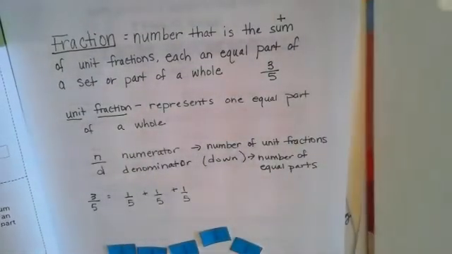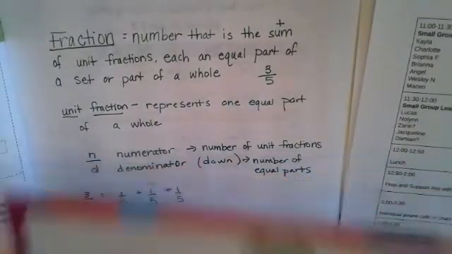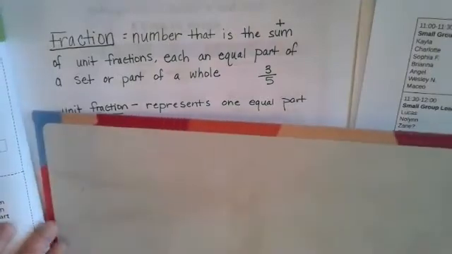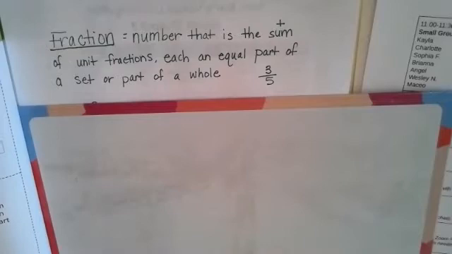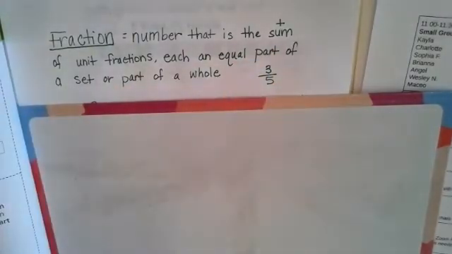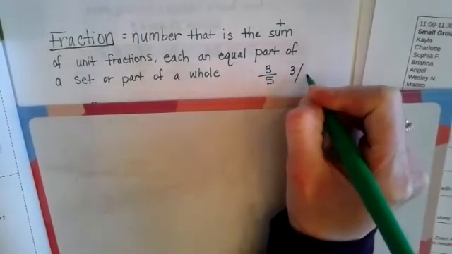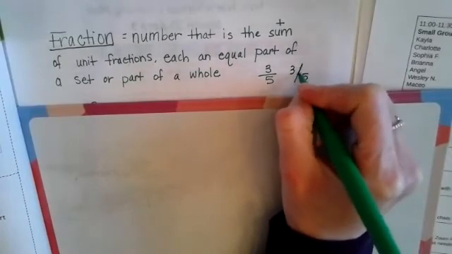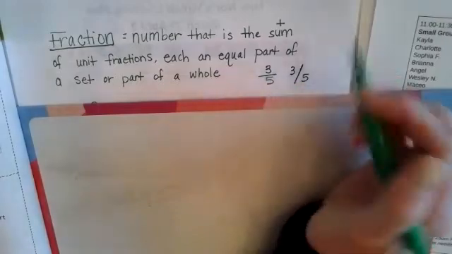I want to review with you before we get started what you learned in third grade, that a fraction is a number that is the sum of unit fractions. Each is an equal part of a set or a whole. For example, we know that this is a fraction, and we also know that sometimes fractions are written with the fraction bar like this. It's like your division fraction bar is on its side, and then sometimes it is flat horizontally.